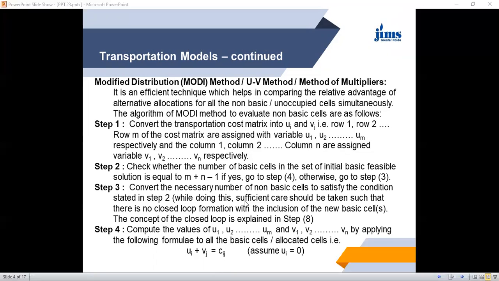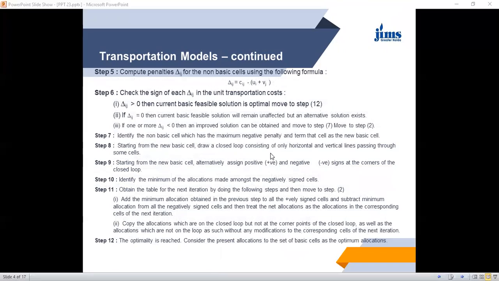So we consider Ui for i equal to 1, 2, 3 up to m, and Vj where j is equal to 1, 2, 3 up to n. So these are the rows and columns. So we write U1, U2, U3 for all the rows and V1, V2, V3 for all the columns of the transportation cost matrix. Then we see the basic cells. Basic cells means occupied cells where some allocations have been made.